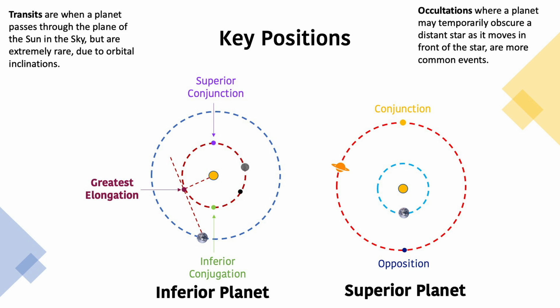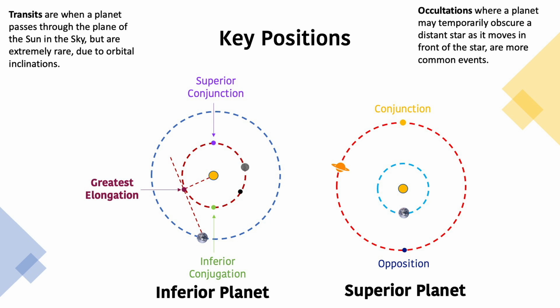When a planet or an object is at inferior conjunction, a planet may undergo a transit of the sun's disk. But transits are actually extremely rare events because the orbital inclinations of these planets make the planet go slightly above or below the sun in the sky. A more common event is an occultation, in which a planet may temporarily obscure a further, distant star, moving in front of the star for a few moments.